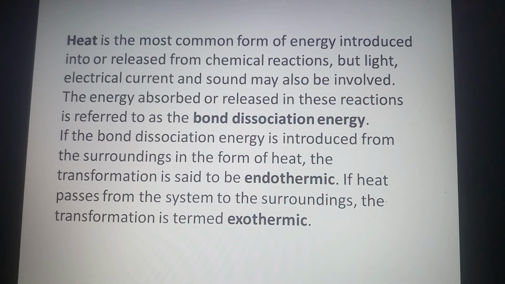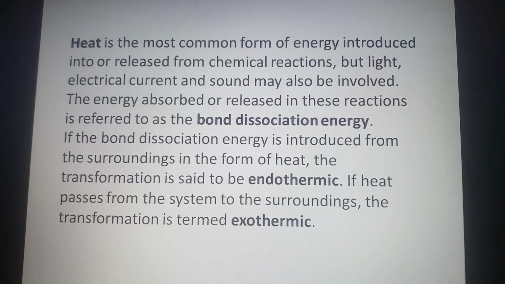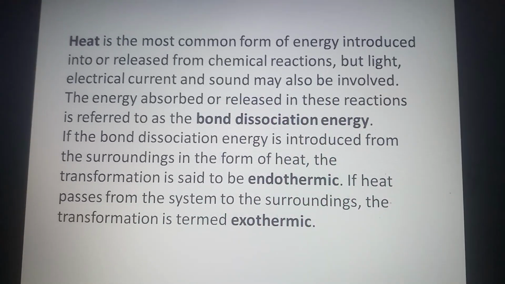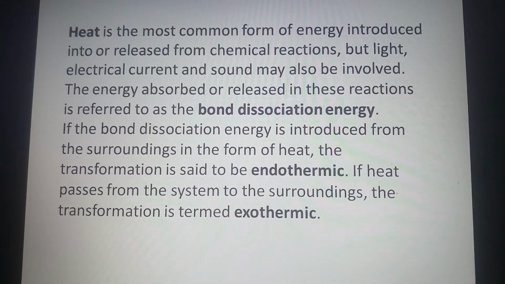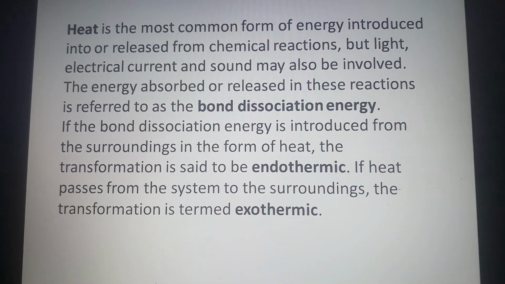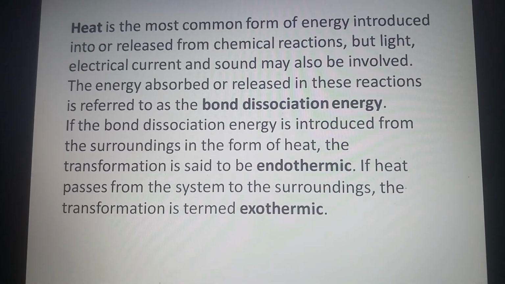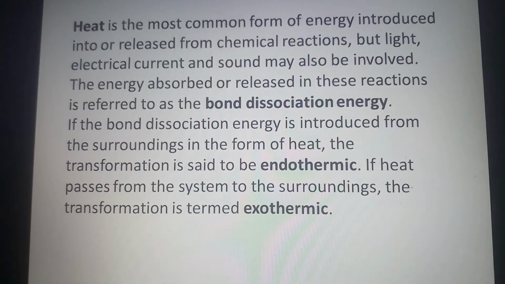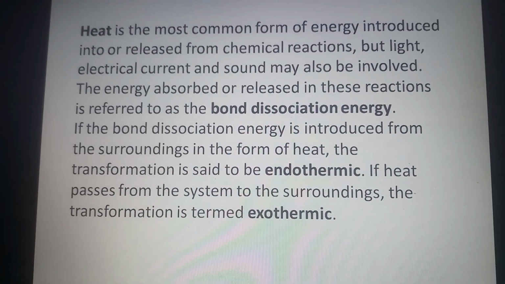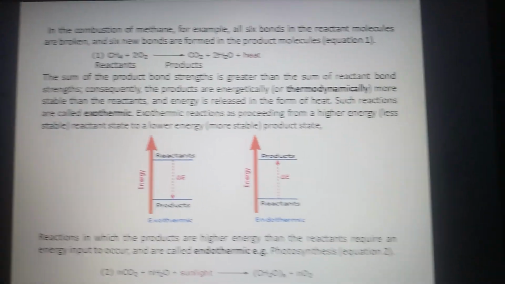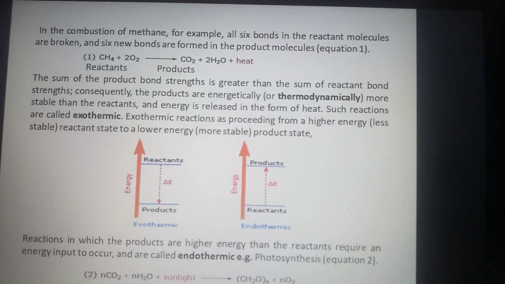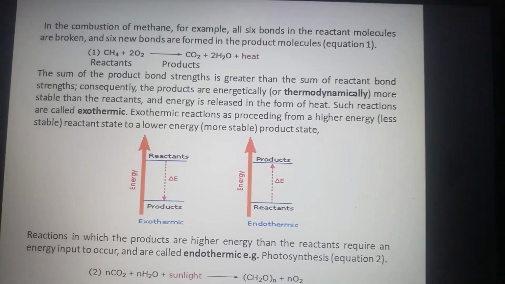If the bond dissociation energy is introduced from the surroundings in the form of heat, the transformation is said to be endothermic. If heat passes from the system to the surroundings, the transformation is termed as exothermic. In details, here is an example, the combustion of methane.